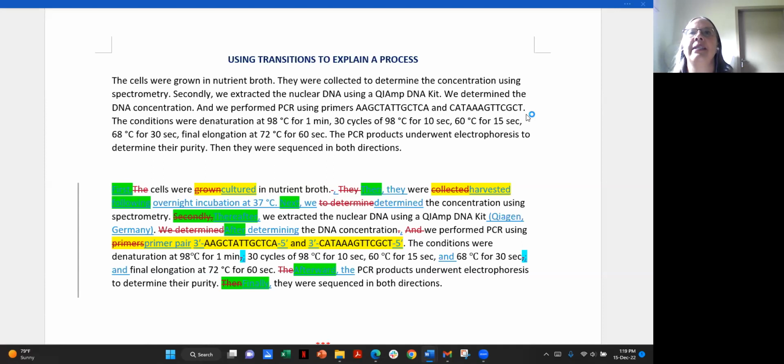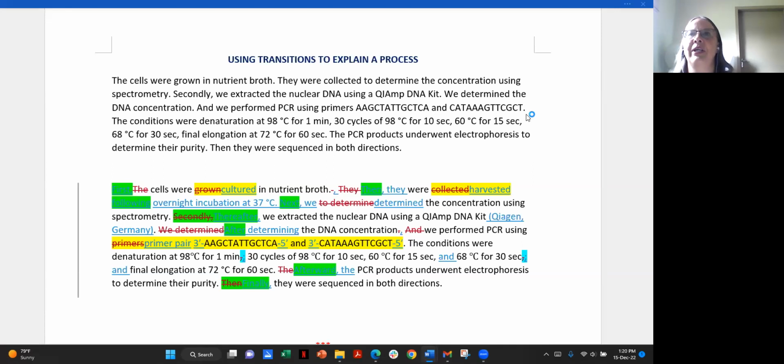The conditions were denaturation at 98 degrees centigrade for 1 minute, 30 cycles of 98 degrees centigrade for 60 seconds, 60 degrees centigrade for 15 seconds, 68 degrees centigrade for 30 seconds, final elongation at 72 degrees for 60 seconds. The PCR products underwent electrophoresis to determine their purity. Then they were sequenced in both directions.